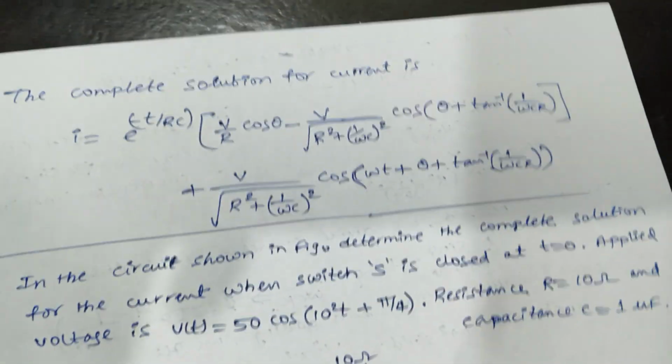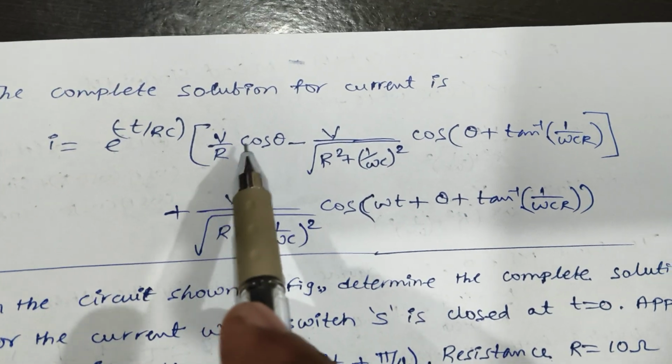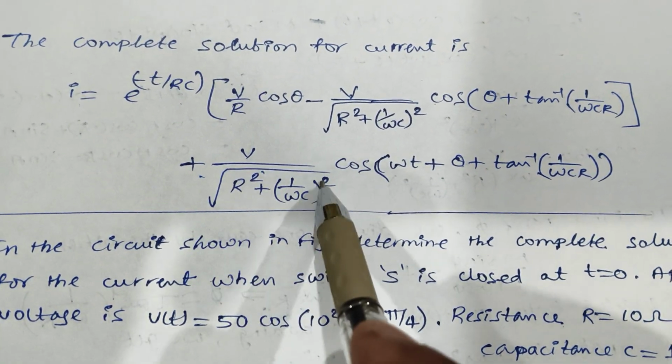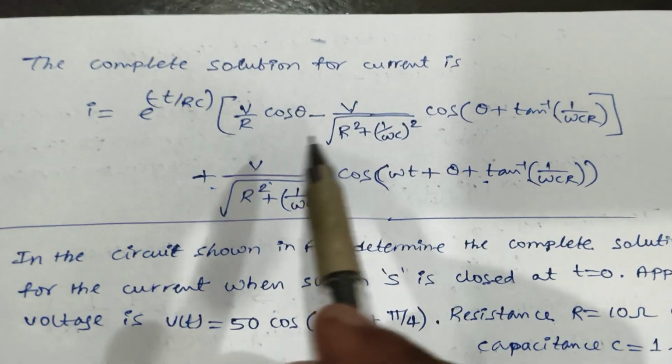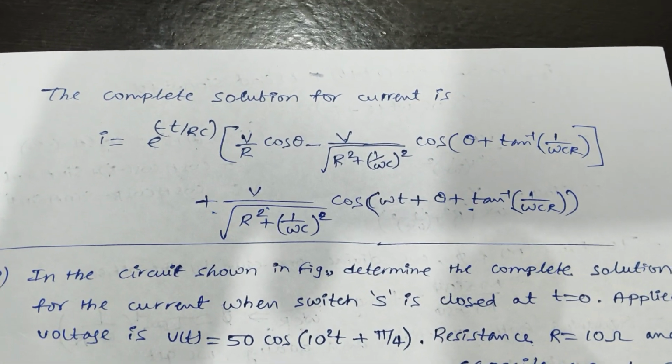If I substitute the same thing in the complete solution, I'll get the complete solution as e power minus t by RC into the C coefficient, what we got, plus the particular solution. So this is your complete solution. This is all about the series RC circuit AC response.